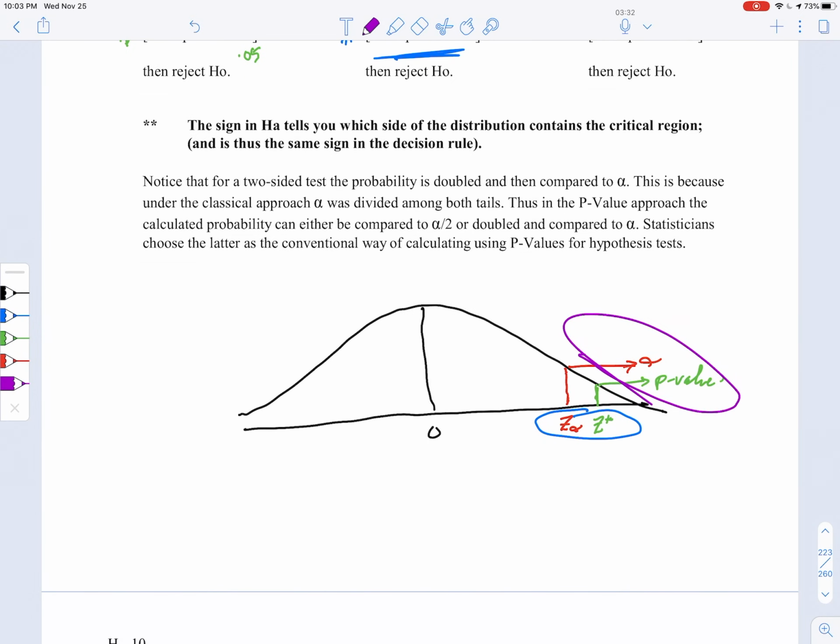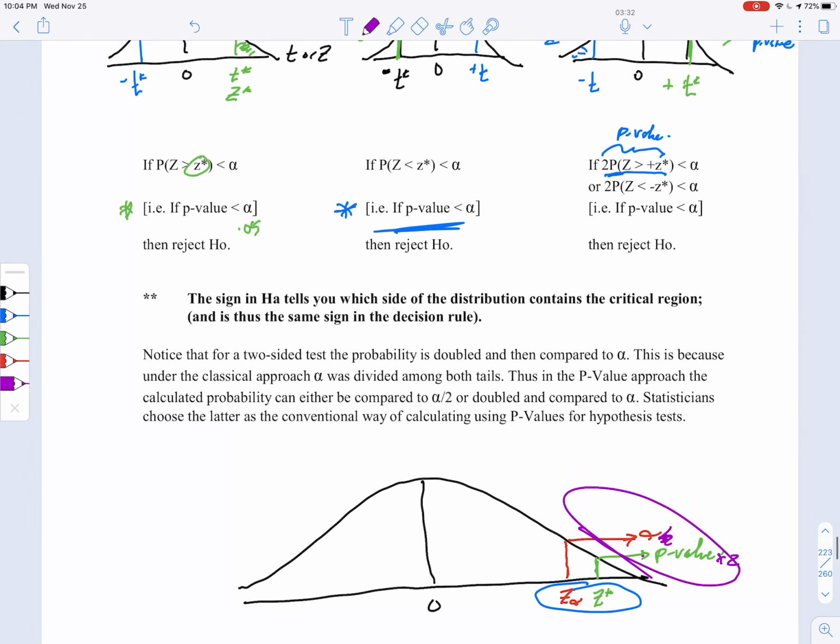areas. Now, the thing to note about a two-tailed test is, remember that what we did in a two-tailed test is we split that area in half. And so we actually had alpha over 2 here. So what you could do is you could find that area and compare it to alpha over 2. But what statisticians do is they multiply both of those by 2. And so the area is multiplied by 2. This green area is multiplied by 2. And then you can compare it to the original alpha. And so you still have the same decision rule.